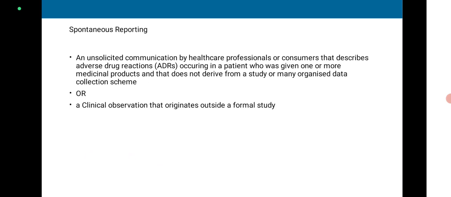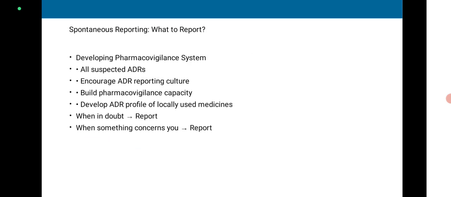The most common method of ADR reporting is spontaneous reporting. So what is spontaneous reporting? Spontaneous reporting is an unsolicited communication by healthcare professionals or consumers that describes adverse drug reactions occurring in a patient who was given one or more medicinal products, and that does not derive from a study or any organized data collection scheme. It is also called a clinical observation that originates outside a formal study. Those reports are called spontaneous reports.